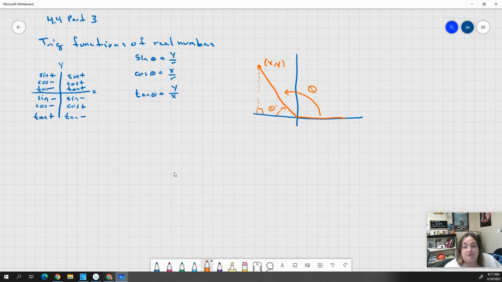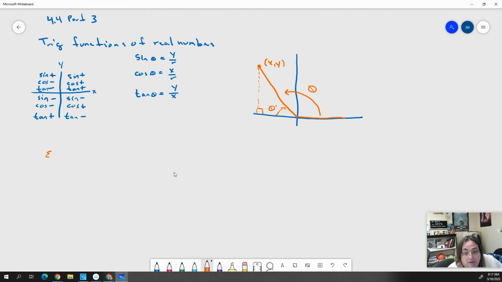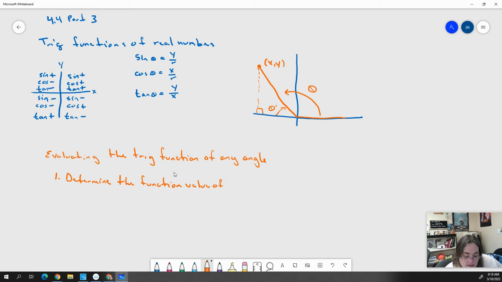When we are evaluating the trig function of any angle, first we want to determine the function value of the associated reference angle.